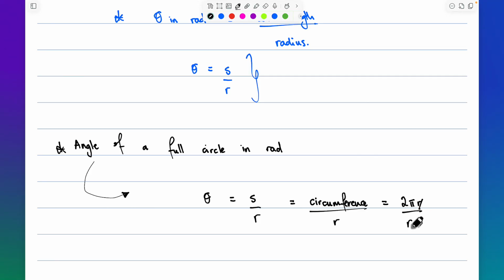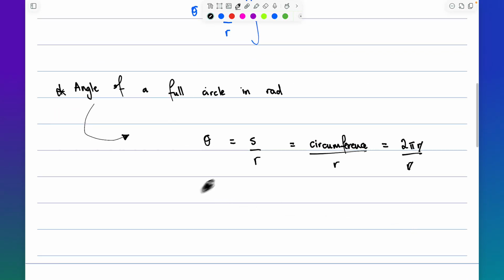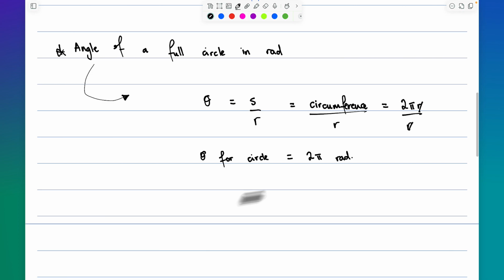So these two r's cancel. That means your theta for a full circle is going to be equal to 2 pi radians. So this means that we now have a relation. Therefore, 360 degrees is equal to 2 pi radians.